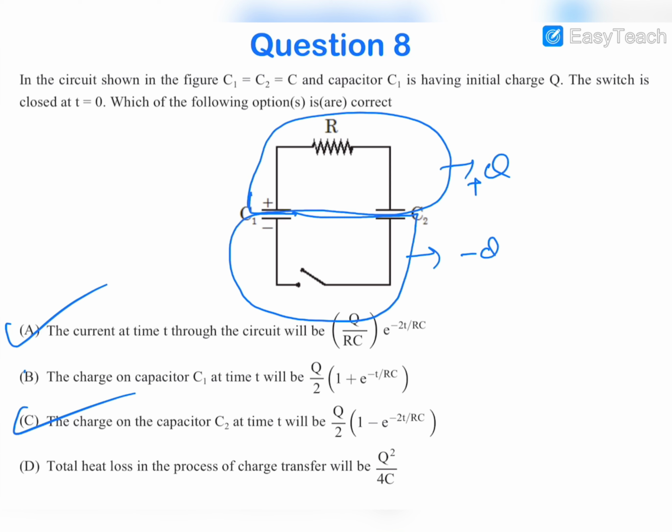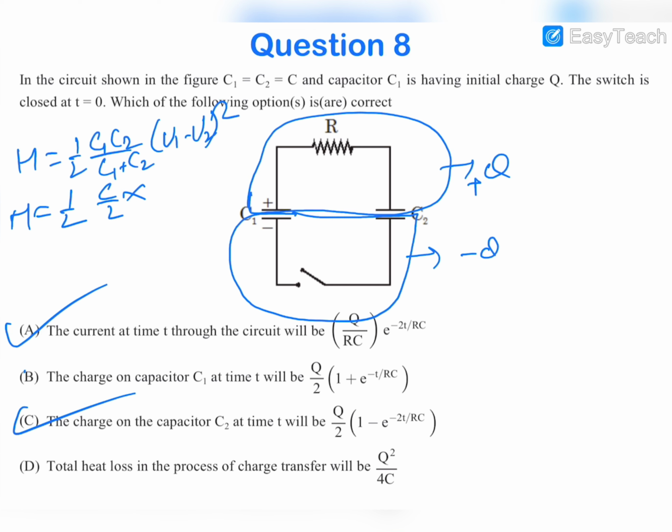And the total heat loss in the process. So heat loss is directly calculated by the formula H is equal to half C1 C2 upon C1 plus C2 into V1 minus V2 whole square. So H would be equal to half C1 C2 upon C1 plus C2, which will be C by 2, and initially V was Q by C, so Q by C whole square. So 1 by 4 Q square by C. So D is also the correct option. So the correct answers are A, C and D.